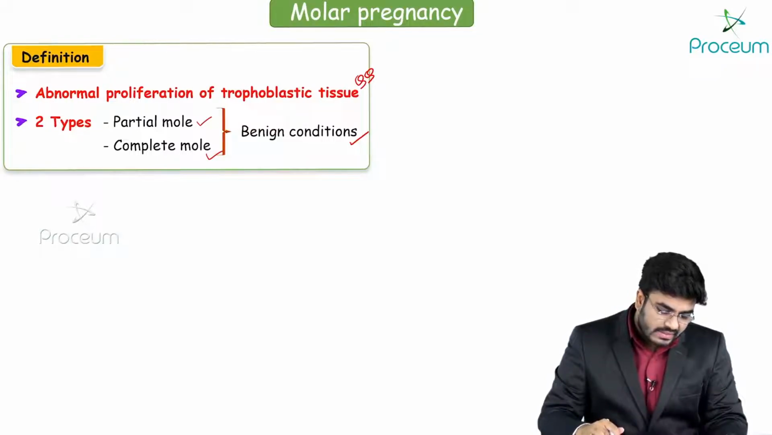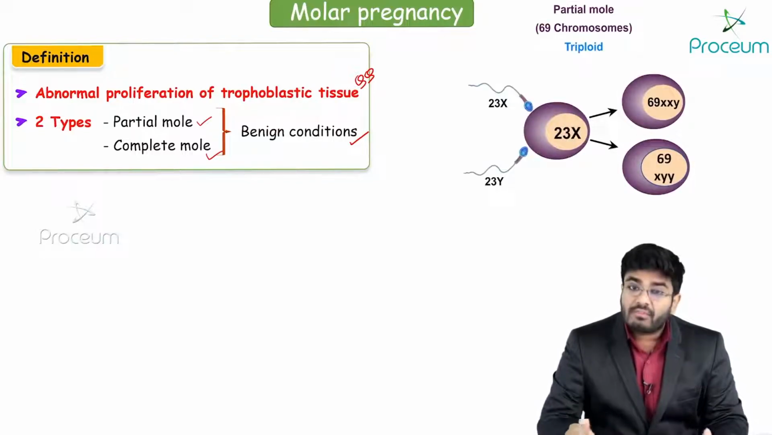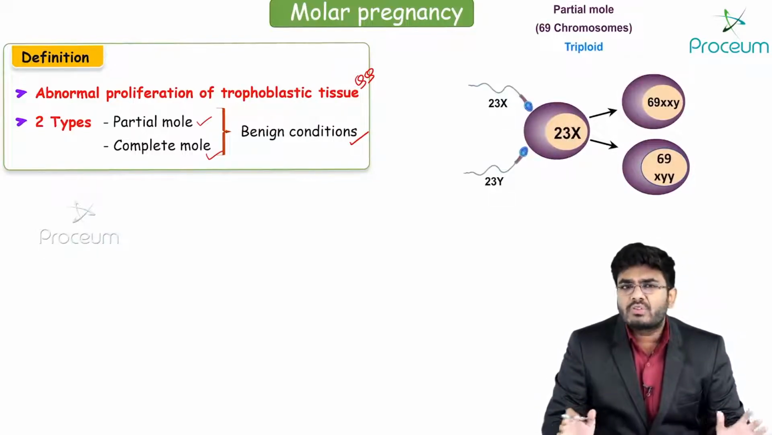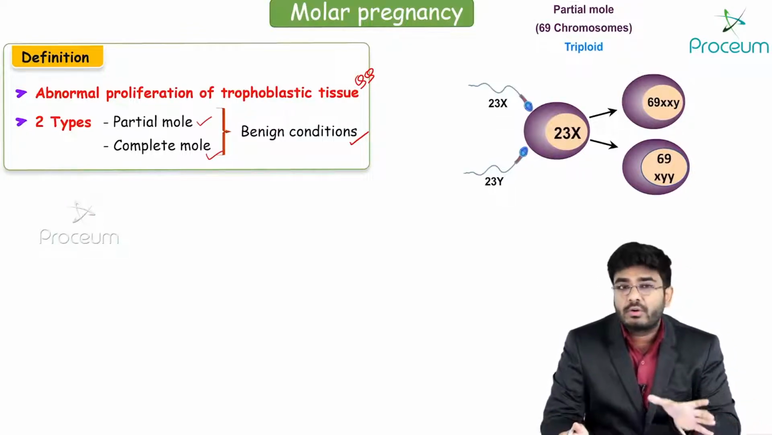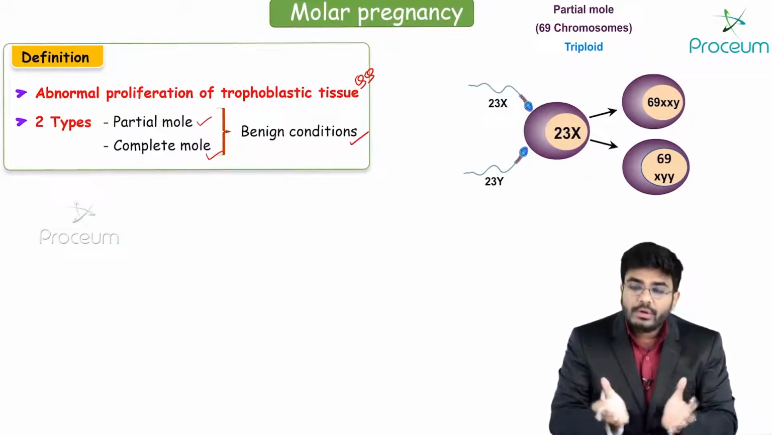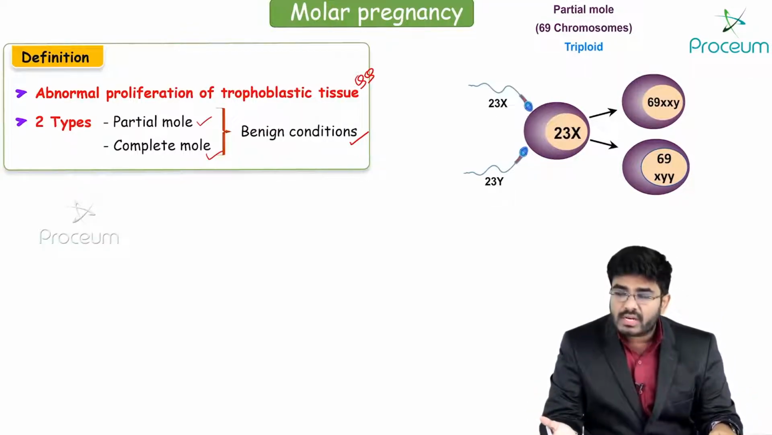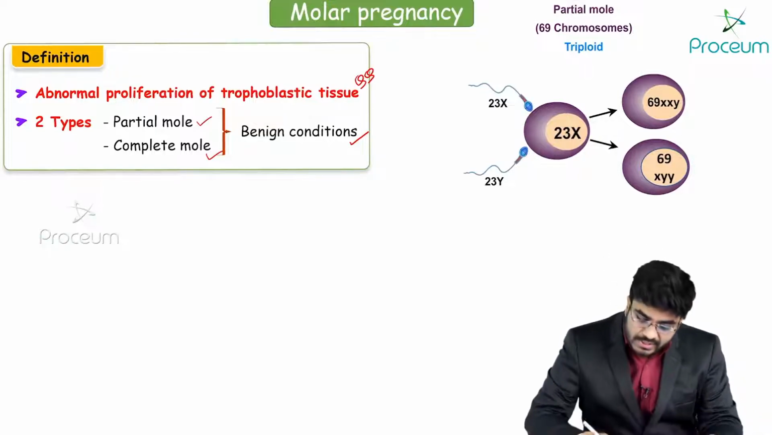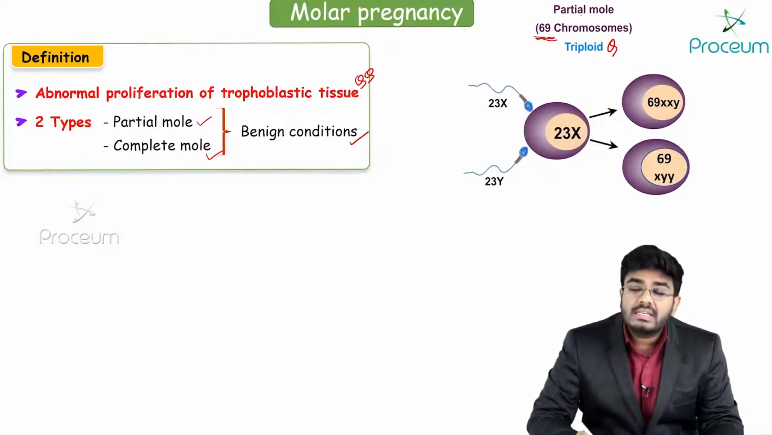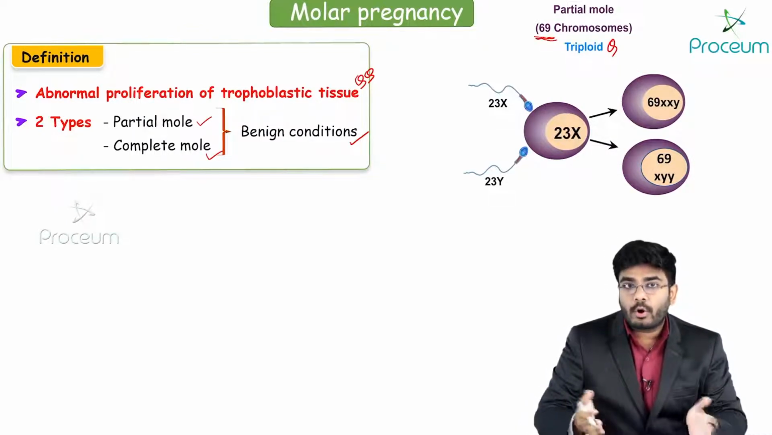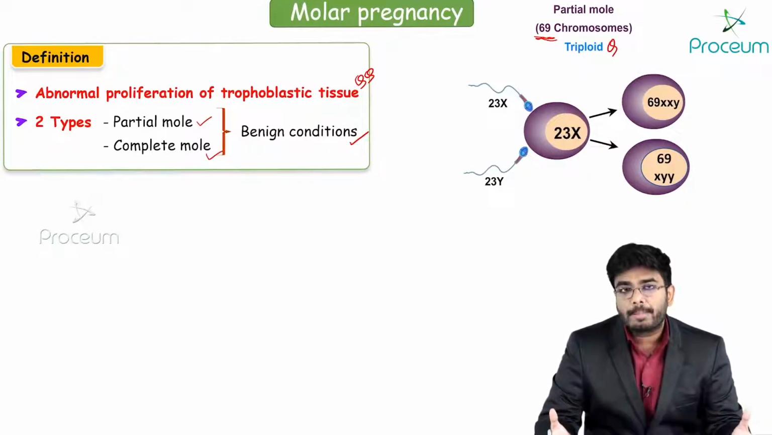Having said that, first let's talk about the partial mole. What exactly is this partial mole, and why does it happen? Normally, a sperm should meet the ovum. A sperm has 23 chromosomes and the ovum has 23 chromosomes, so that when fusion happens, the embryo has a diploid state, that is 46 chromosomes. That usually happens. But in partial mole, it's a triploidy state. That's the MCQ. It's a triploidy condition where you see 69 chromosomes in the resulting product after fertilization.